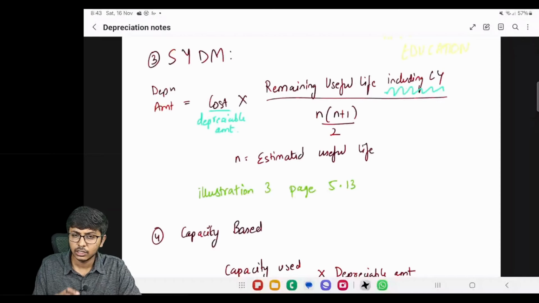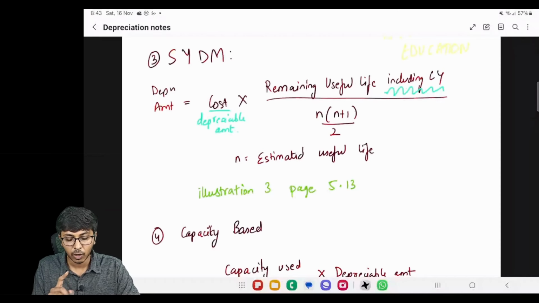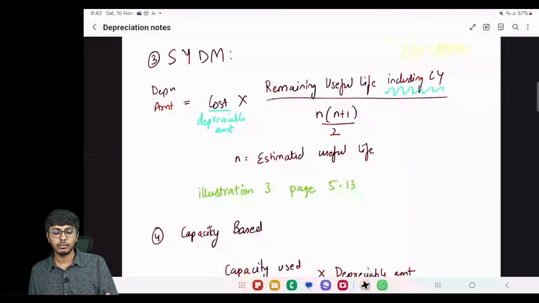So sum of years digit, quick revision: depreciable amount multiplied by remaining useful life including the current year divided by n into n plus 1 divided by 2. That's all, over. If you remember this formula, you will solve this problem.